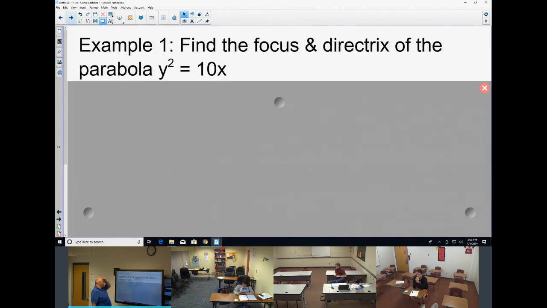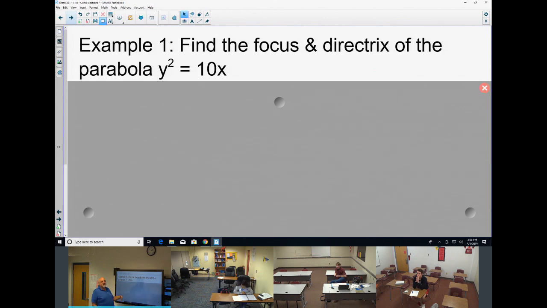All right. So this says find the focus and the directrix of the parabola y squared equals 10x. Okay? So this is kind of how you go through it. You say, all right, so what's the vertex of this? Well, there's no h and k. There's no numbers with the x and y.